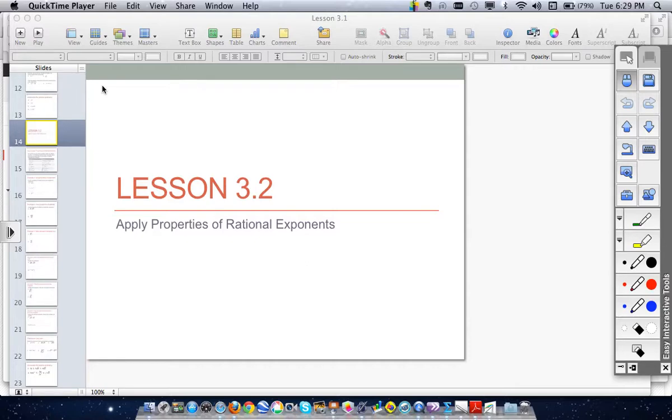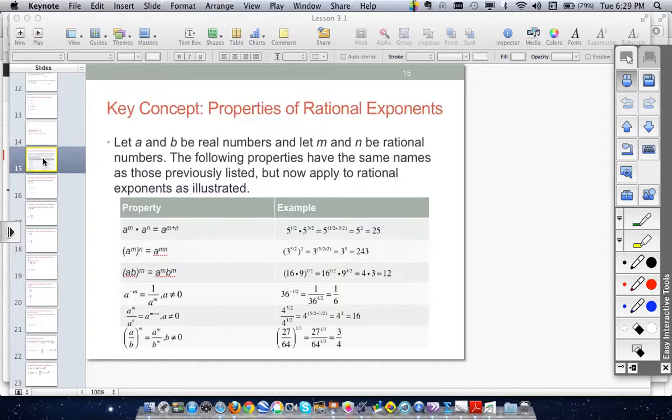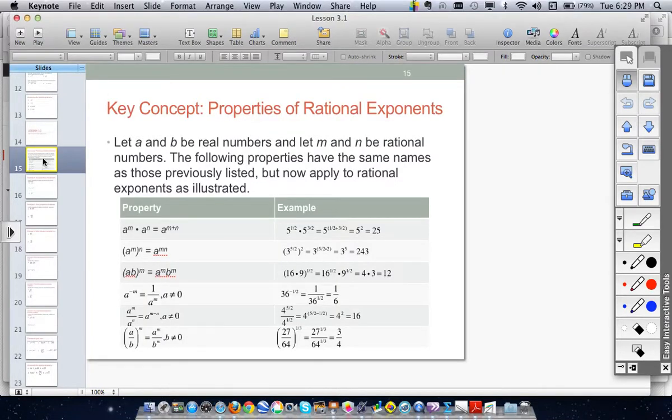So think back to the beginning of chapter 2 where we learned or reviewed the properties of exponents. At that time, our exponents were integers. Now we're going to be looking at the same rules, but with them being rational exponents, so in the form of a fraction. So for this next slide, again, you don't really need to copy it down if you have a good idea about the rules, about the properties.